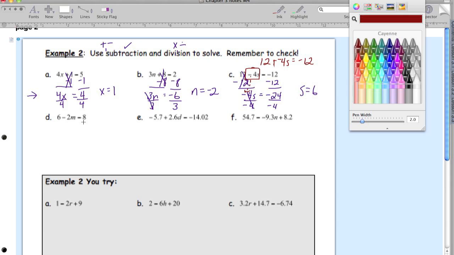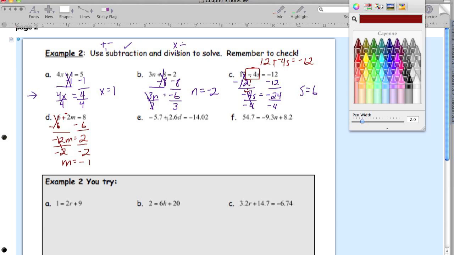I have 6 minus 2m equals 8. I'm going to make that add the opposite. So now I have 6 plus negative 2m equals 8. I need to get rid of this 6 first, so I subtract it on both sides. Negative 2m comes down, because that's just gone now, and 8 minus 6 is 2. Now these are being multiplied, so the inverse is to divide. M equals negative 1.